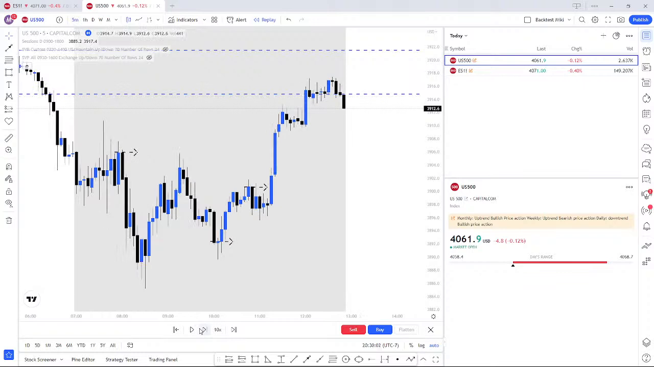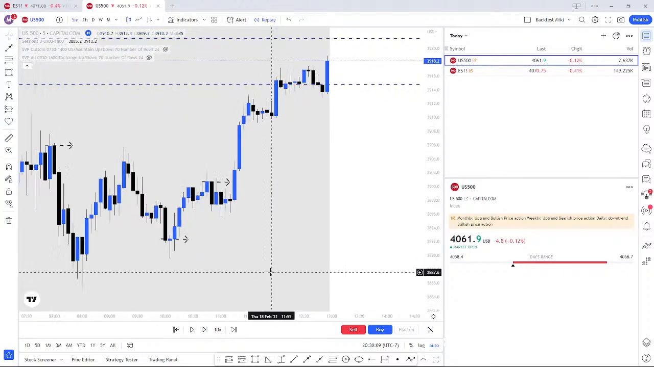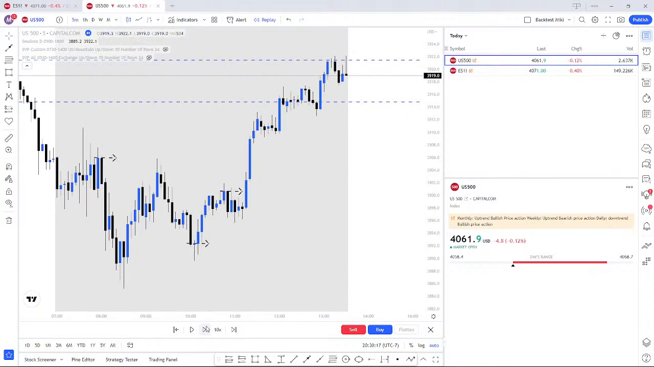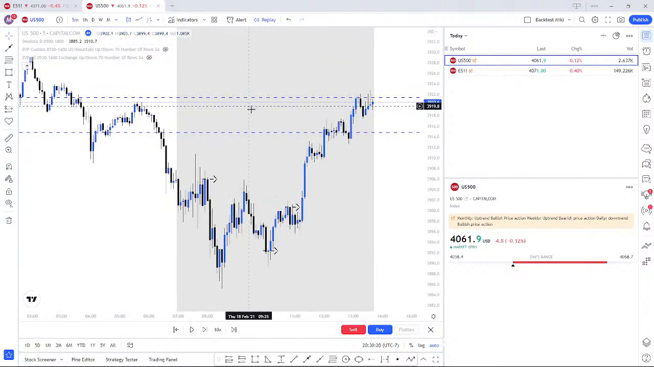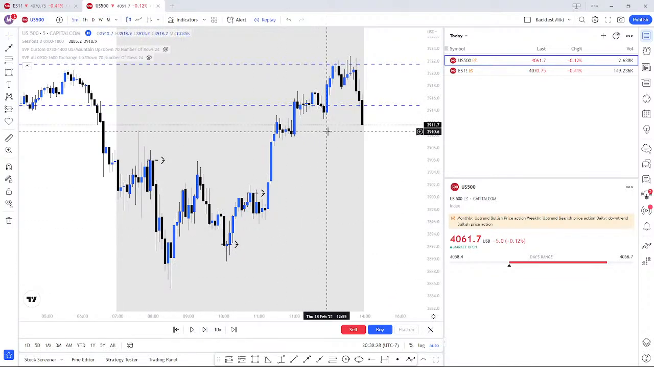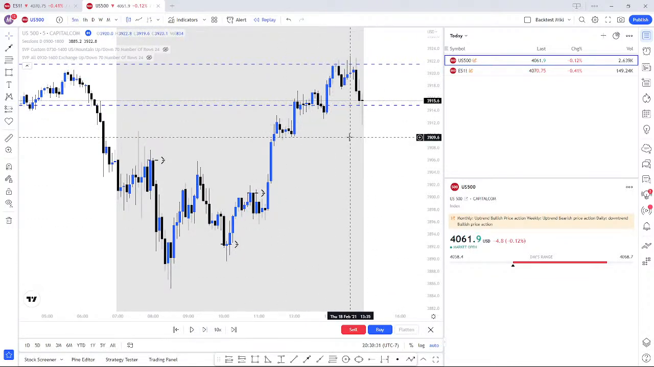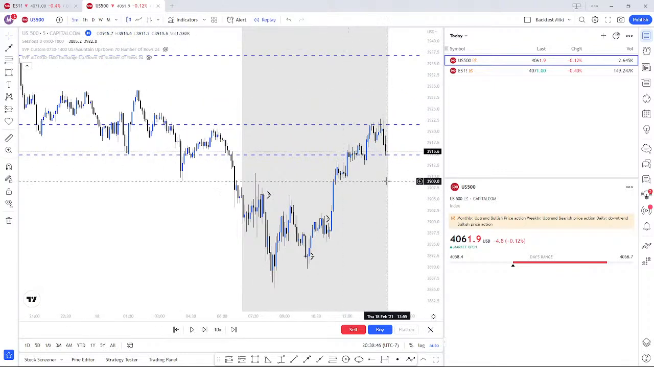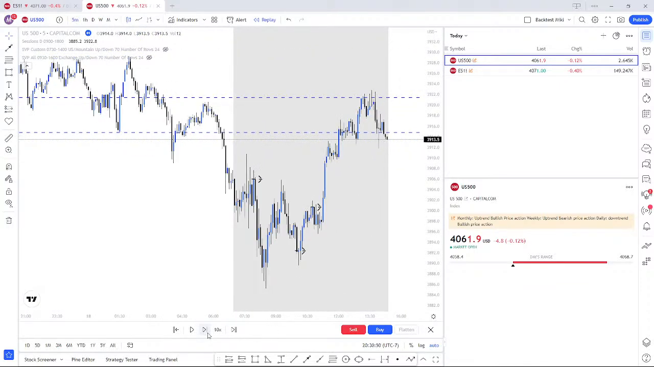Interesting. $12.55. It's not passing this line here. $13.5. Nice rejection of the line. $15.5.